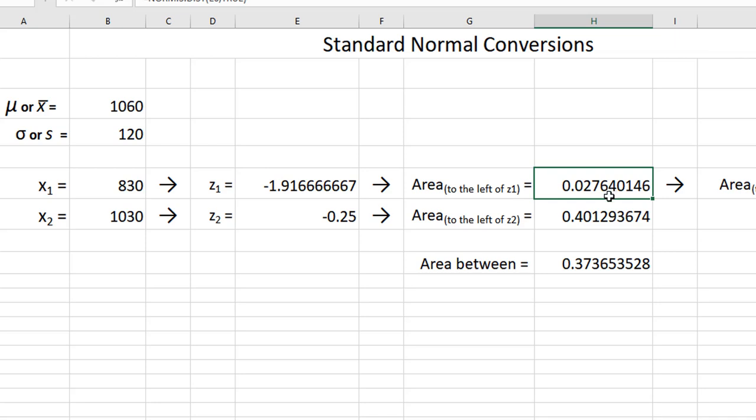So if I were to answer this question right now, my answer would just be 0.0276. Keep in mind, I could ask that as a percent, so that would be 2.76%, or I could also ask that in a different way. For example, I could ask, if a student is randomly selected, what is the probability that that student scored below an 830? And no matter what, your answer would be the same. It would be 0.0276.